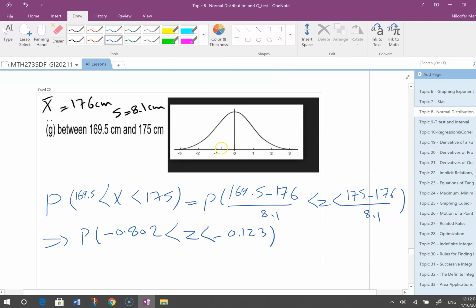Okay, it means it's from here to here somehow. Let me see. Yes, it's from here to here. So I made a mistake there; it should be from here to here. Okay, what can I do here? I can just say whatever happens on the left happens on the right. So it is the same as probability Z more than 0.